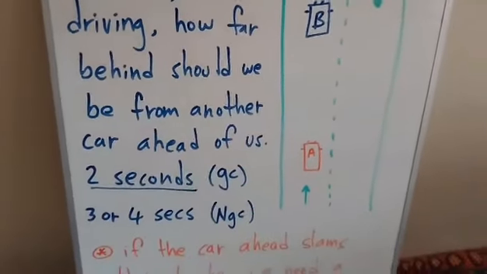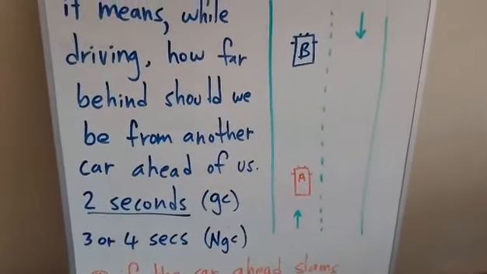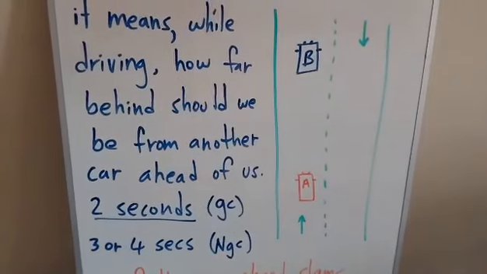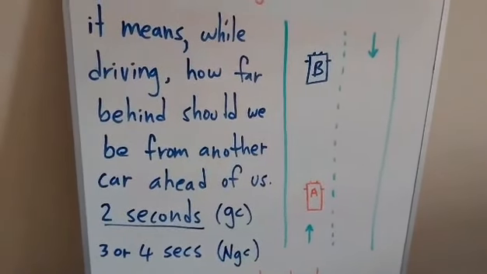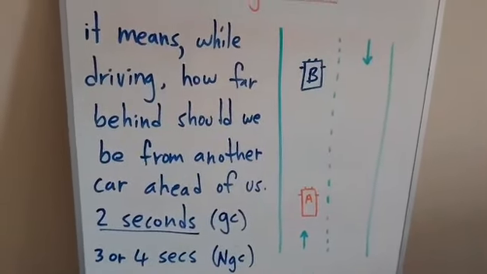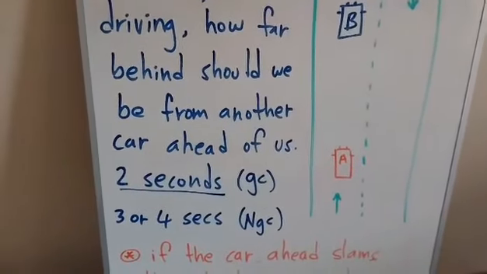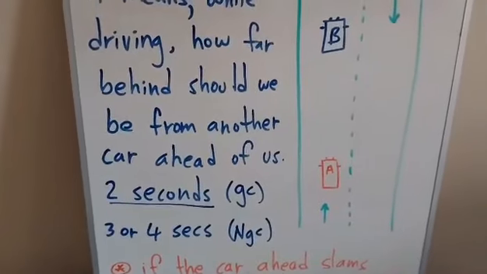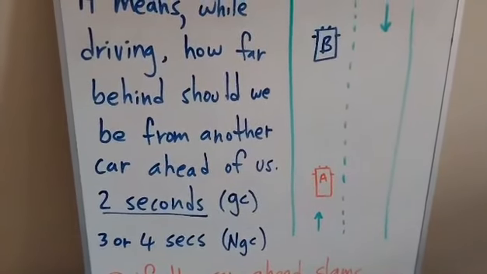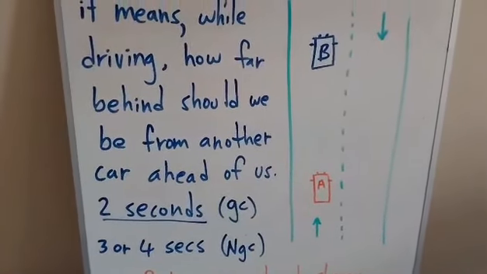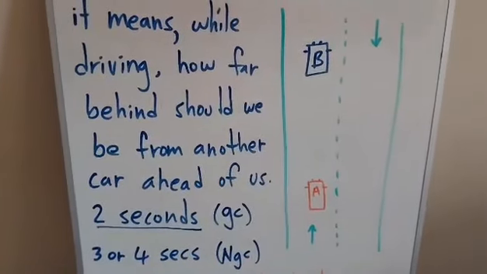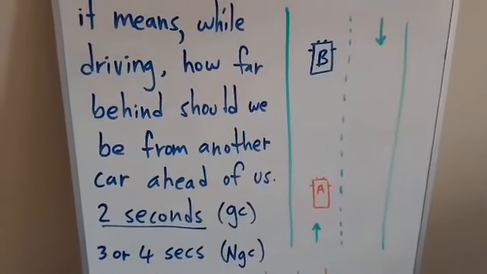So GC over here abbreviates to good conditions. That means the weather is good, it's not raining, and the road is safe, not a gravel road. 3 or 4 seconds in not good conditions. Suppose it is raining. Suppose it is too windy. Suppose the road surface is not good, like it's a gravel road, then it has to be 3 or 4 seconds.